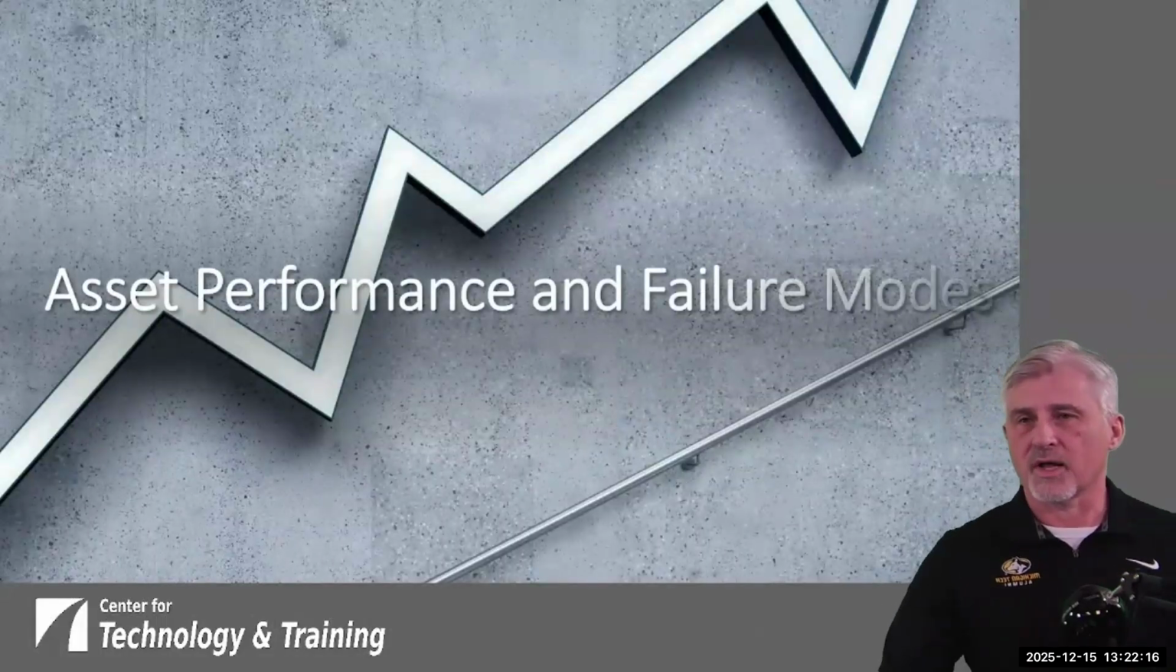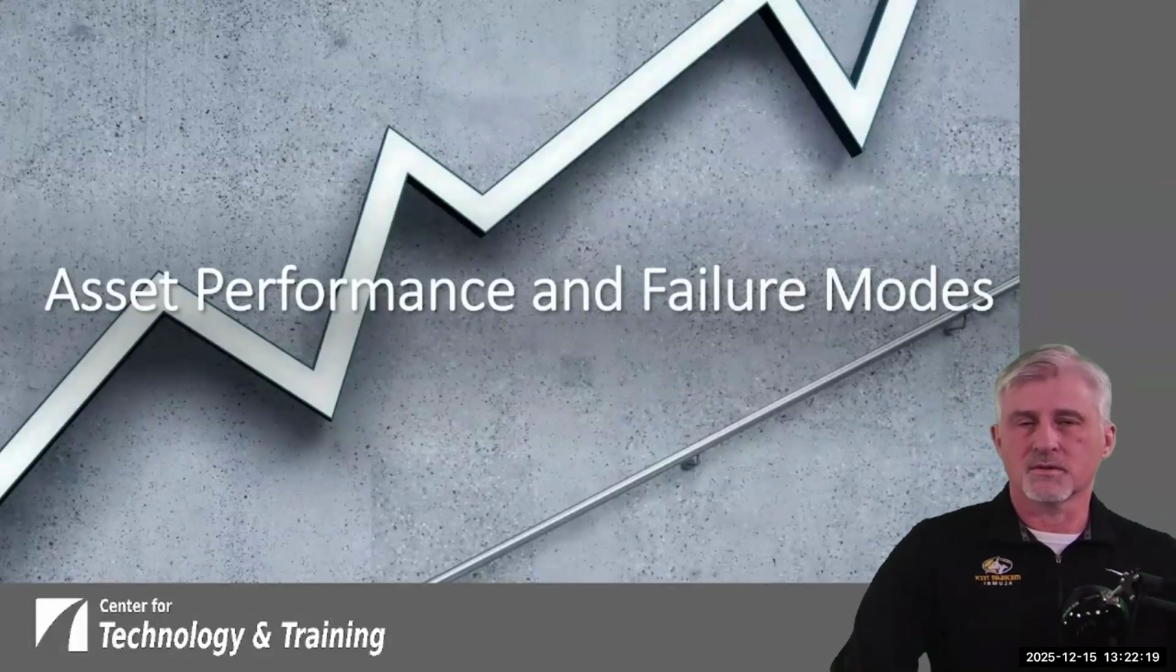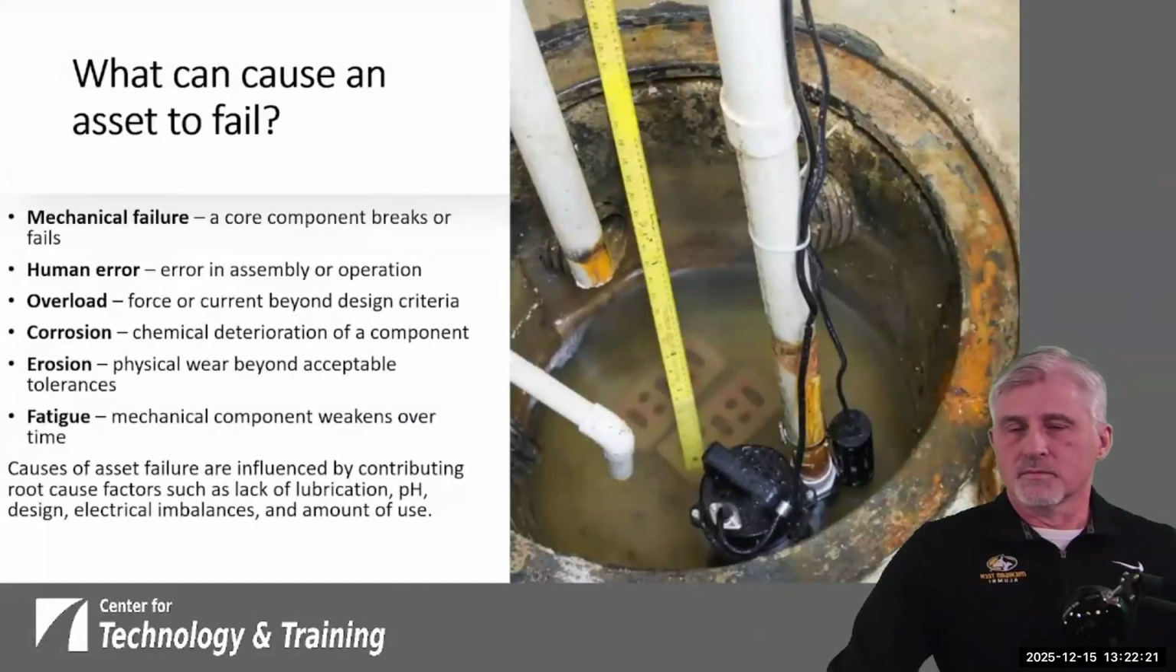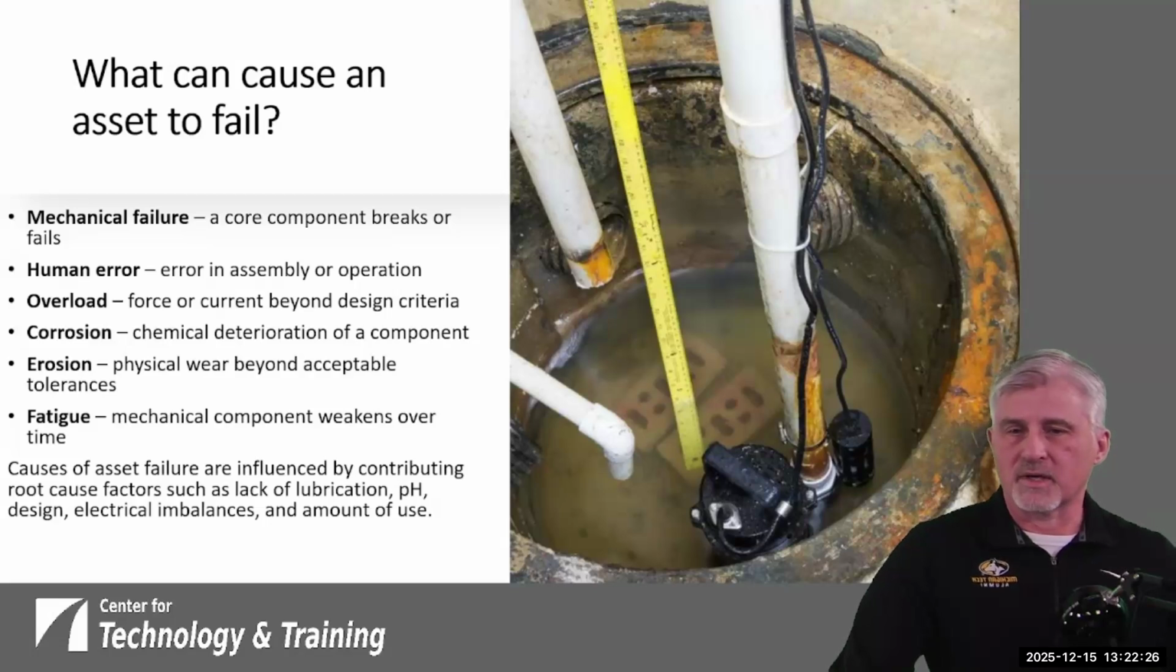All right, so next we're going to talk about asset performance and some failure modes. There are several different things that can cause an asset to fail. You could have mechanical failures, where a big part of that asset breaks or fails. You could have human error: it was put together wrong, or it wasn't operated correctly. Overload: you used it beyond what it was designed to be used for.